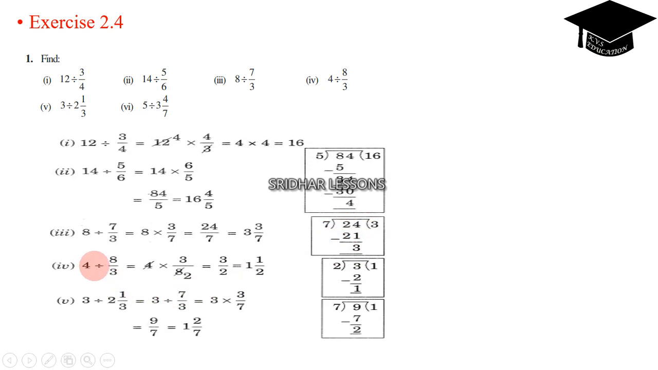Next one, 4 divided by 8 by 3. It can be written as 4 into 3 by 8. 4 cancels 8 two times, so this will be 3 by 2 and can be converted to 1.5. Next problem, 3 divided by 2 of 1 by 3, that is 3 divided by 7 by 3. We can rewrite this as 3 into 3 by 7, that is 9 by 7. Also we can write it as 1 of 2 by 7.